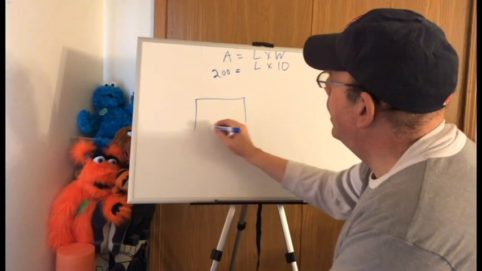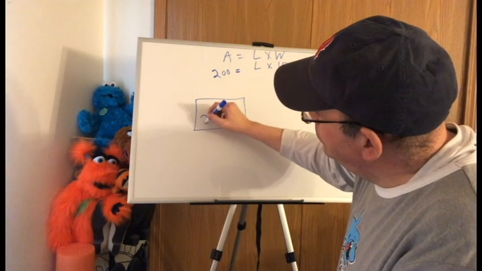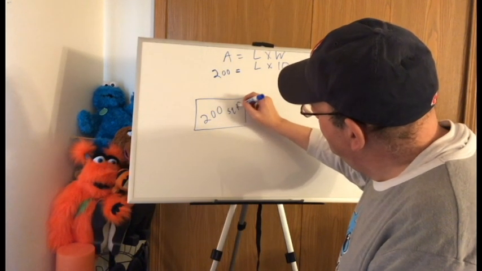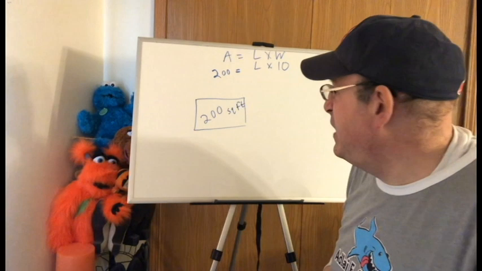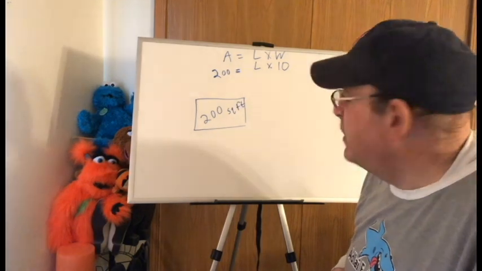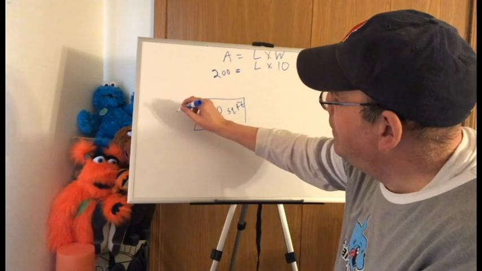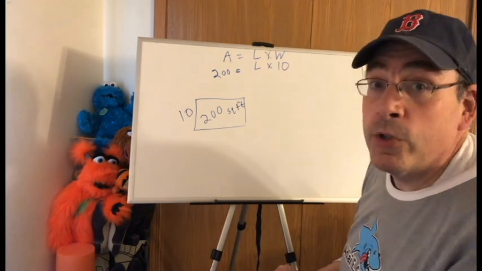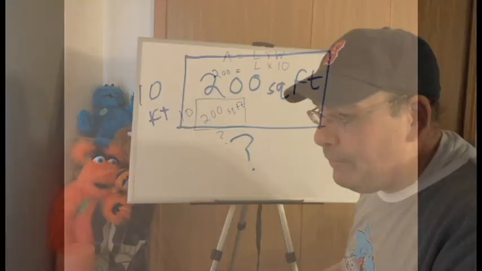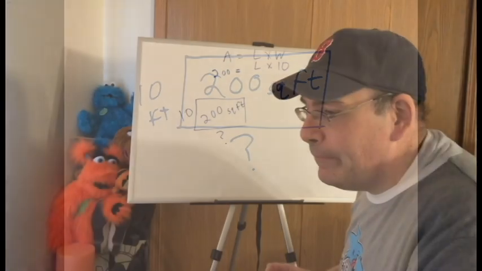So here is our rectangular garden. And we know that the area is 200 square feet. Okay, I'm using SQFT. Could also use FT with the 2 up in the air there, kind of like an exponent. All right, the width is 10. So we're trying to find the length. So this is our unknown right there.